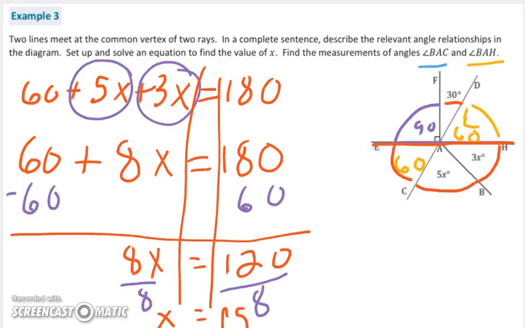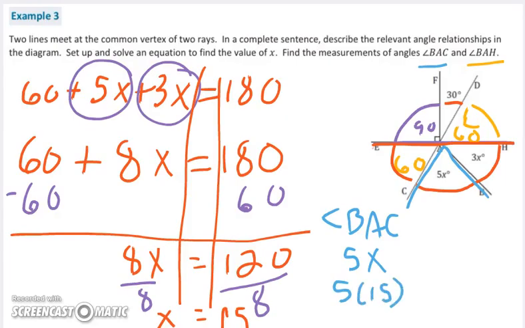angle measures. Well, BAC is this guy here. So BAC is the same thing as 5x. Well, we know what x is now. 5 times 15. Whenever you substitute, make sure you put parentheses around it. Well, 5 times 15 is 75 degrees.